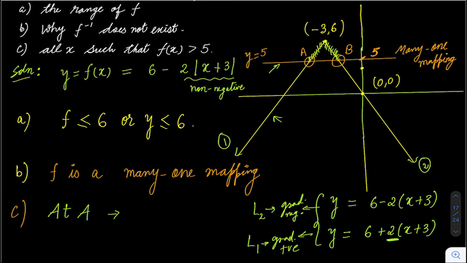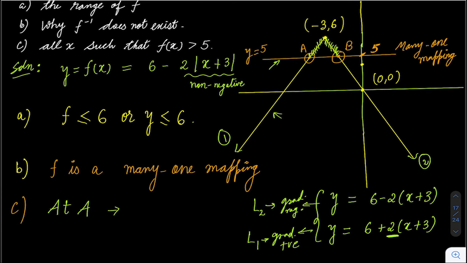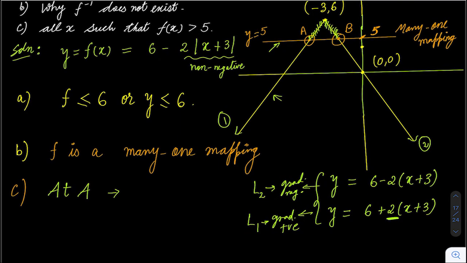But there are other ways also. You can simply equate y equals 5 to these two, and you will get some x coordinates. Then whichever coordinate is less will be my line 1, and whichever coordinate is greater will be my line 2. Anyways, this is the way you can very easily know.